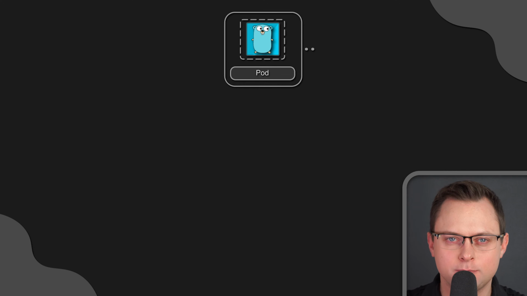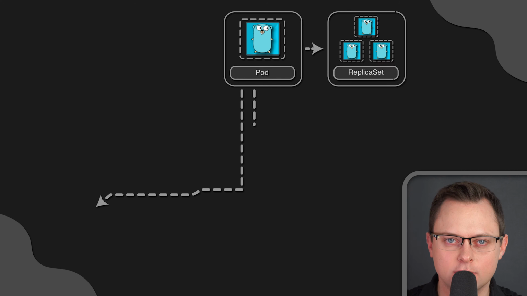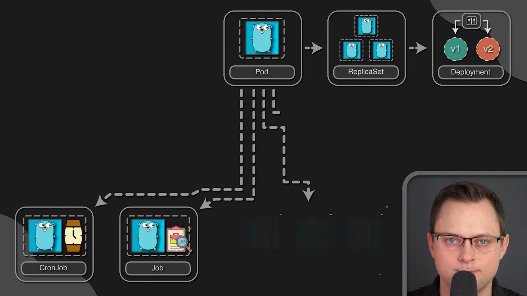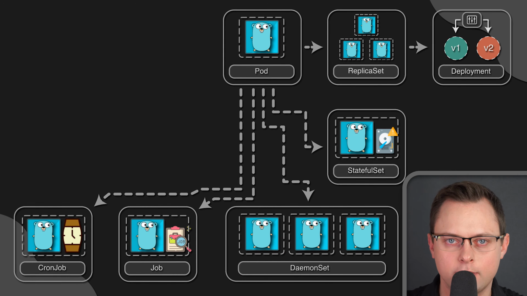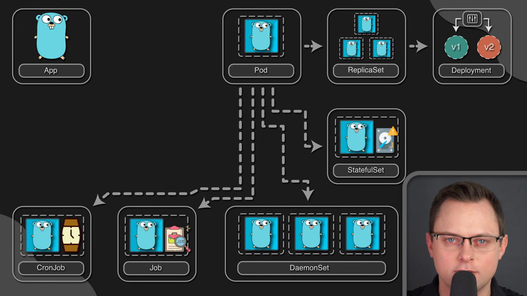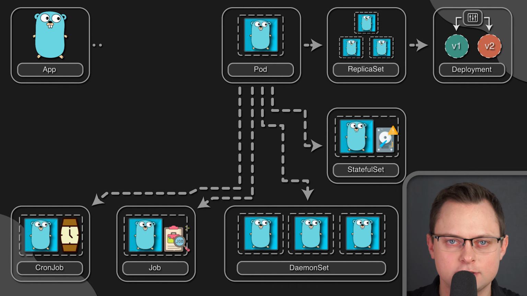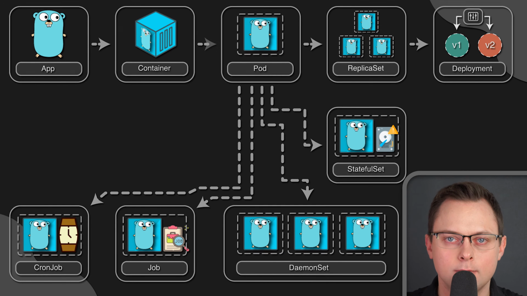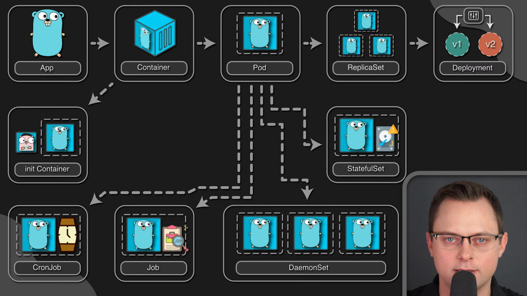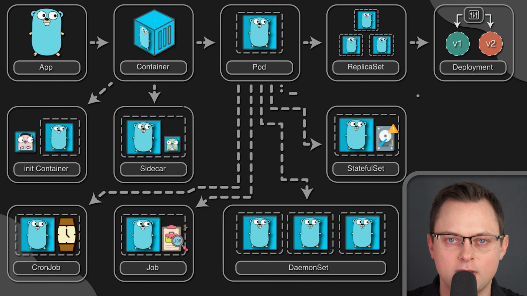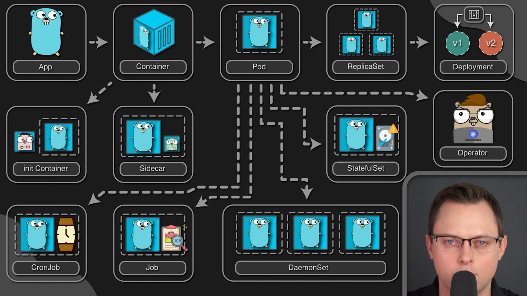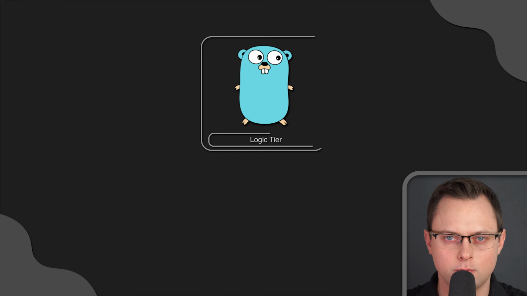Kubernetes provides multiple built-in APIs for the declarative management of your workloads. In this video, we'll cover all of them. Also, we'll talk about differences between a standalone application, container, and a pod. Additionally, we'll cover init containers and sidecars, as well as extending Kubernetes with custom APIs. Let's start with the application.